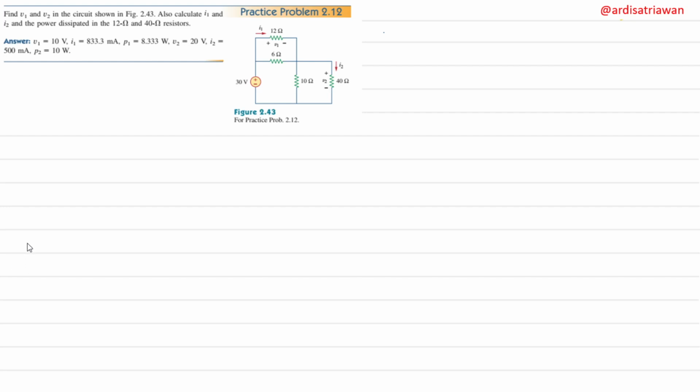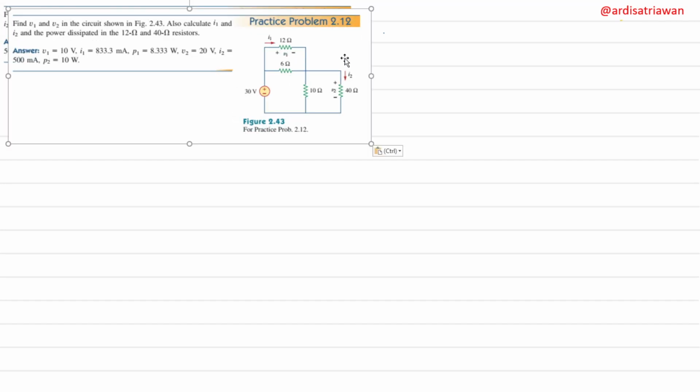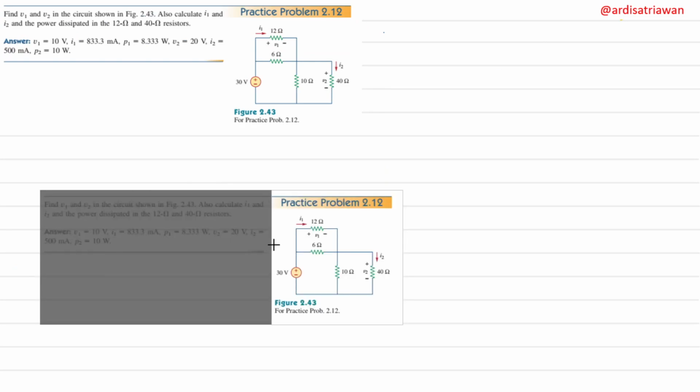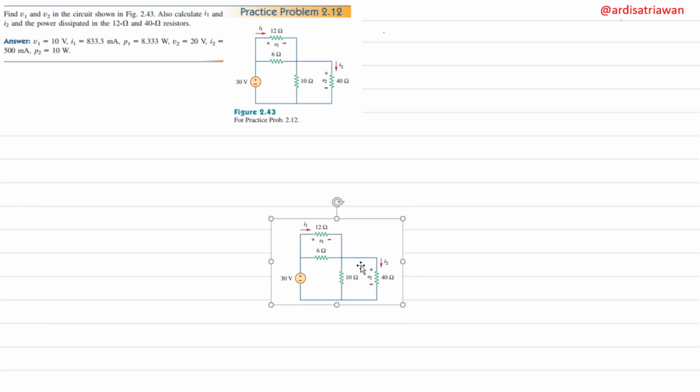So let's move on to practice problem 2.12. Find V1 and V2 in the circuit shown in the figure of 2.41. Also calculate I1 and I2 and the power dissipated in the 12 ohm and 40 ohm resistor. Okay, let's see what can we do from here. For the circuit, let's just copy paste like usual. Let's do some copying and resizing. This is good.